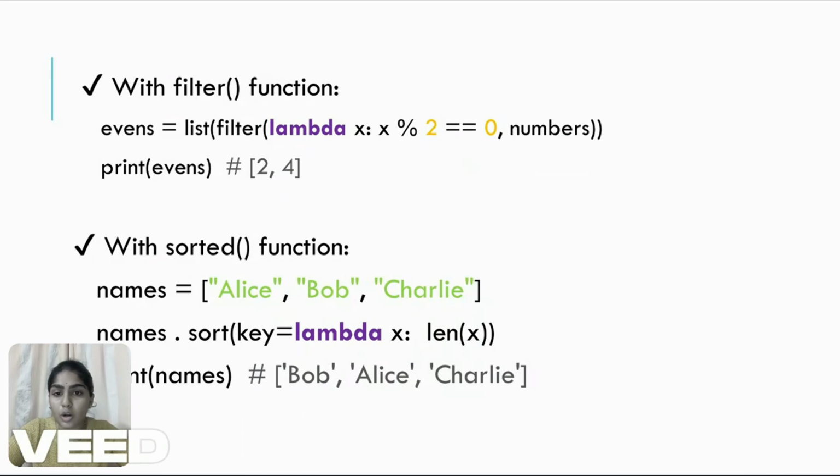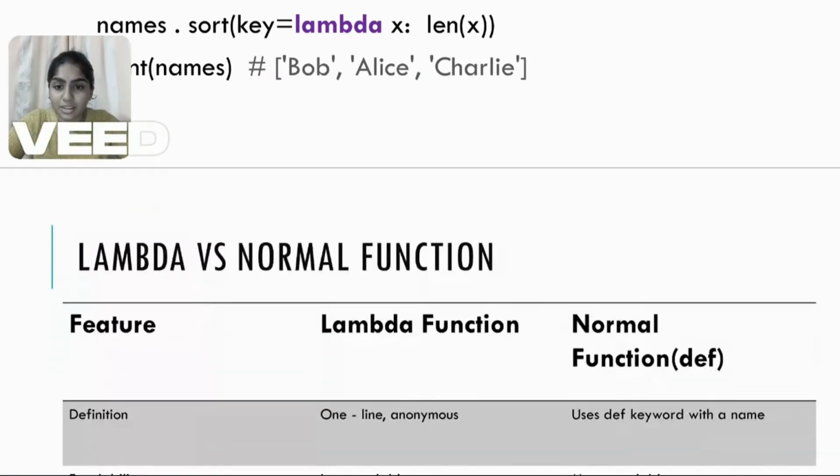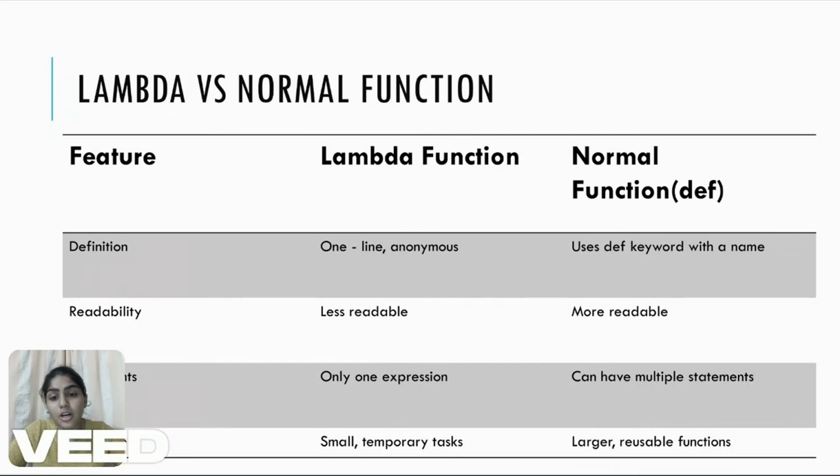Here is the third function, sorted. If you want to sort items dynamically, then lambda with sorted makes it easy. Here you can see the example, where we have the names Alice, Bob and Charlie. If you want to arrange these names as you need, then you can use the sorted function and get the output as you need. Here you can take a look at this table, lambda versus normal functions. Lambda functions are great for short operations but can reduce readability in complex cases. So if your function is long or reused often, then stick with def.